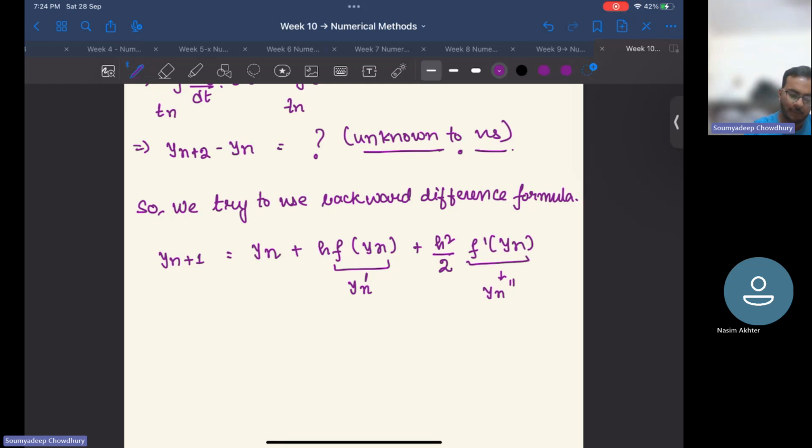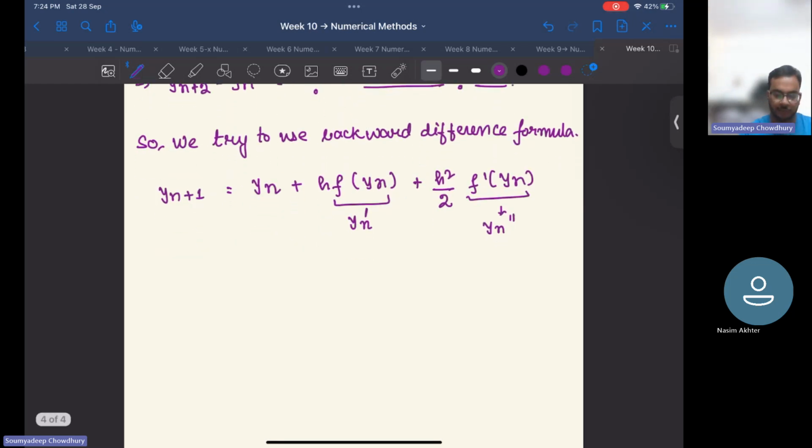But again, the problem is that we can use the backward difference approach, solve the equation, but that will be more computationally expensive. So we have an alternate method to this also. Up to this, any doubts? No doubts. Okay.